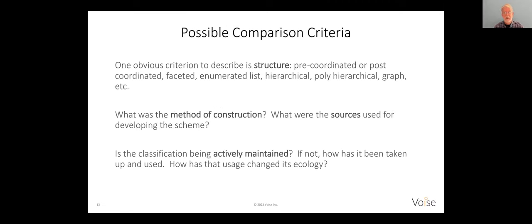So what I have here is just a quick set of some of these possible criteria for comparison. So one obviously is structure. What kind of structure is being used? Another would be what was the method of construction? So how was this classification scheme put together? And importantly, what were the sources used for developing the scheme? Knowing the sources may help to identify possible gaps in the coverage. I also want to know, is this classification being actively maintained? And if not, I am curious to know how it's been taken up and used by others so that I have a sense of drift. And I care about this because I have a classification scheme that is operating in a dynamic world where everything is moving, and I want to be able to take that into account.